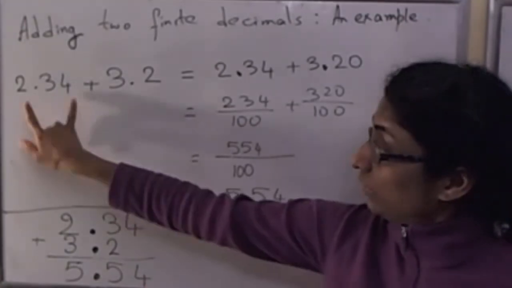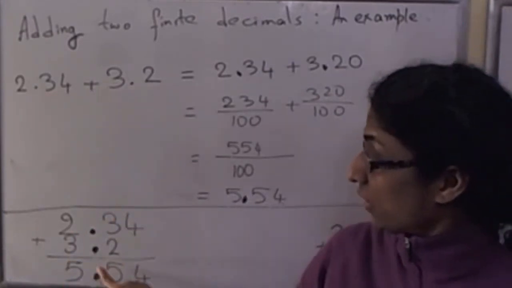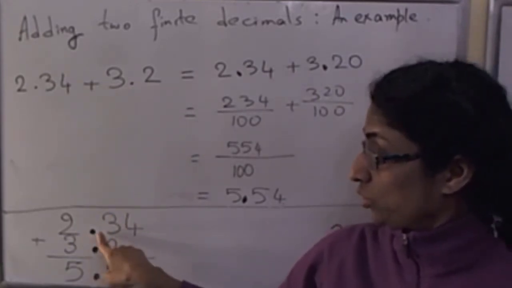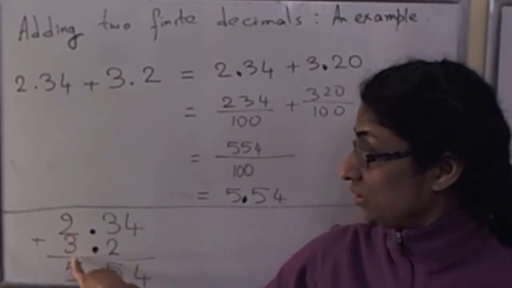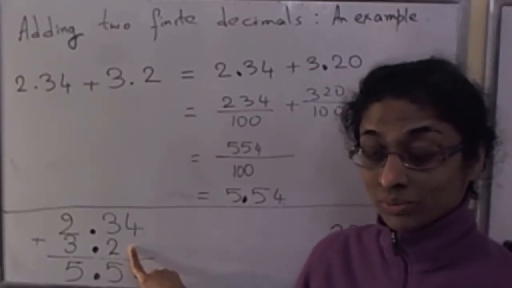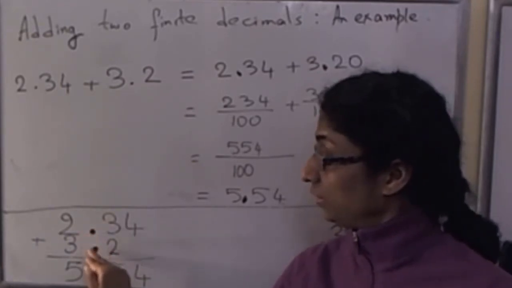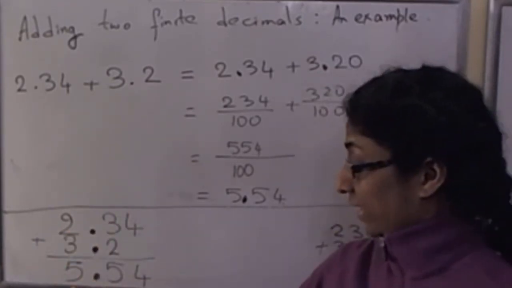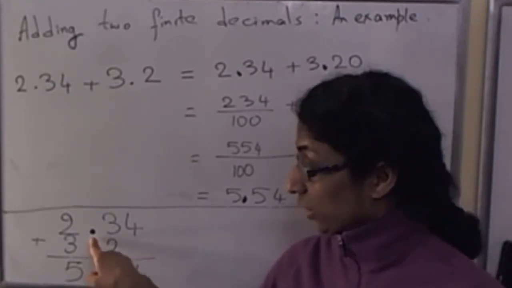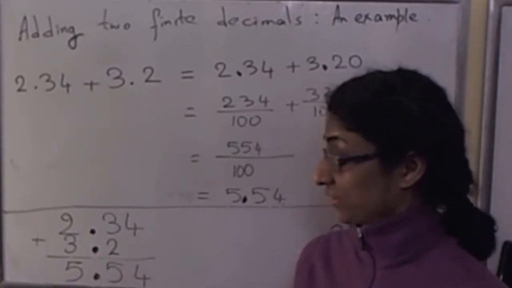They're very easy. Write your finite decimals, 2.34 and 3.2, in such a way that the decimal points are lined up. In order to line up the decimal point of 3.2 with the 2.34's decimal point, I'll have to write the 3 underneath this 2 and this 2 underneath this 3. Here, there is nothing when I line up the decimal points. Then after that, pretend like you don't have any decimal point and add up. Finally, whatever answer you get, look at the decimal points that you lined up and right underneath it, put a decimal point, and you will get the correct answer.